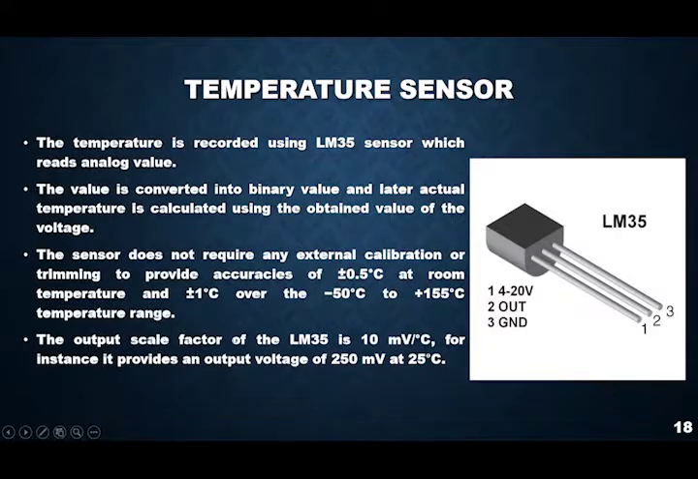The output scale factor of the LM35 is 10 millivolts per degree Celsius. For instance, it provides an output voltage of 250 millivolts at 25 degrees Celsius. So this is how the microcontroller will get to know that the temperature is 25 degrees Celsius. When 250 millivolts is passed to the microcontroller, it will sense that, convert it into a digital value, and again convert it and notify the Blynk app that the room temperature is 25 degrees.